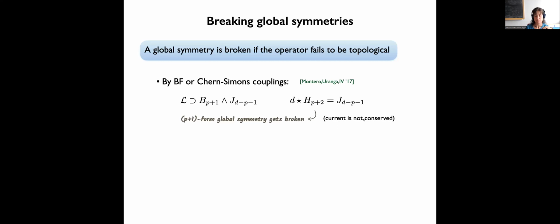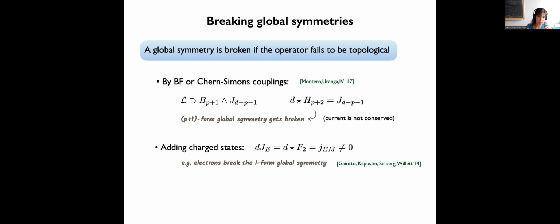And you can see this because, by the equation of motion, the current, which is the field strength, is not conserved anymore. The other way is to add charged states. Another way to get a non-conservation of the current is to have some charged state on the right-hand side, and this is also going to break the symmetries. So if I have, for example, 1-form global symmetries, electrons are going to break it, because I have the electromagnetic current on the right-hand side of my conservation equation.